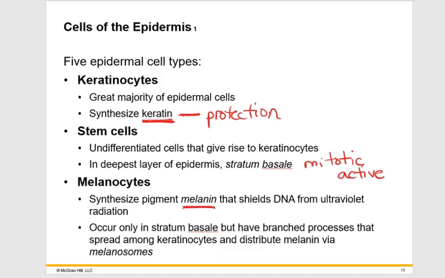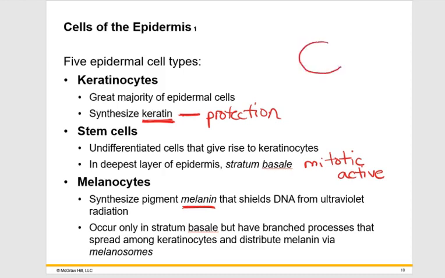Our melanocytes produce melanin. Melanin is a dark pigment that is produced by our melanocytes that give our skin color. Genetically, some people produce more melanin than others, but regardless of your natural amount of melanin in your skin, exposure to the sun will increase melanin that is produced.